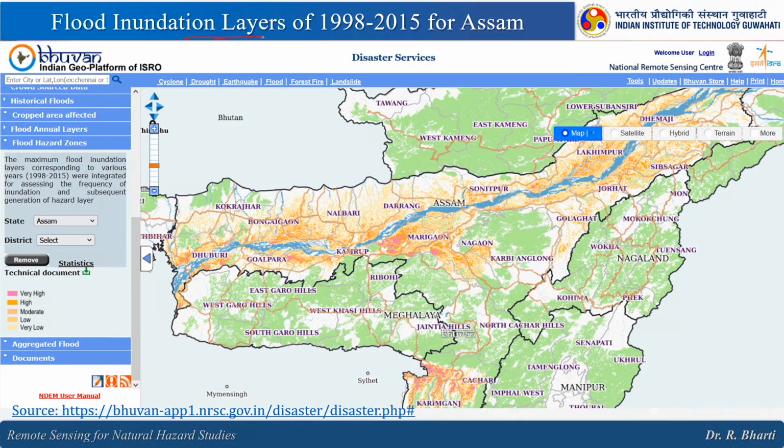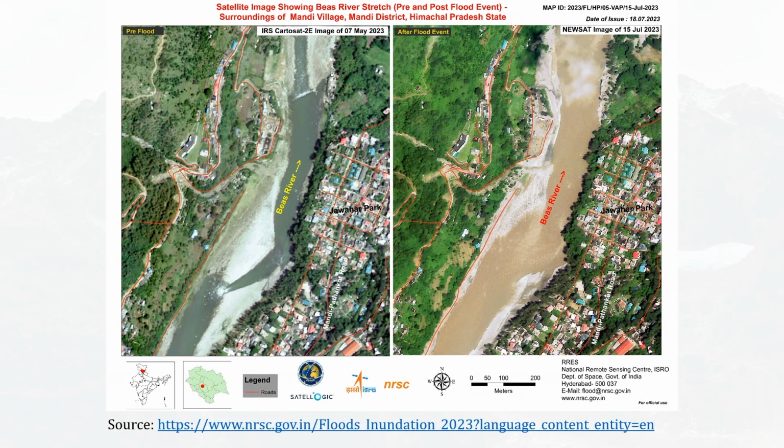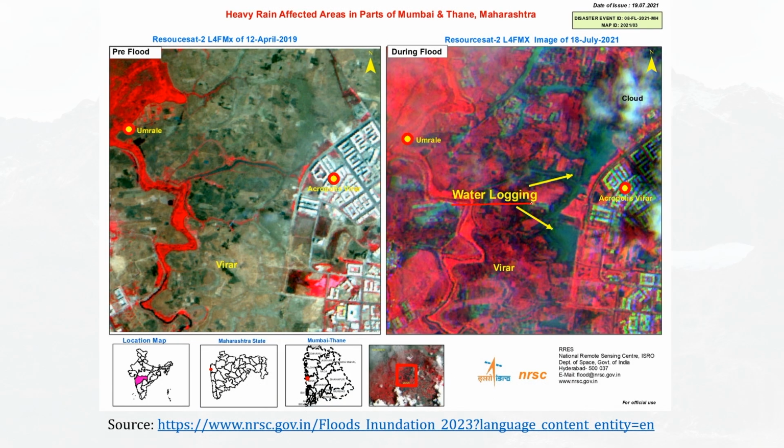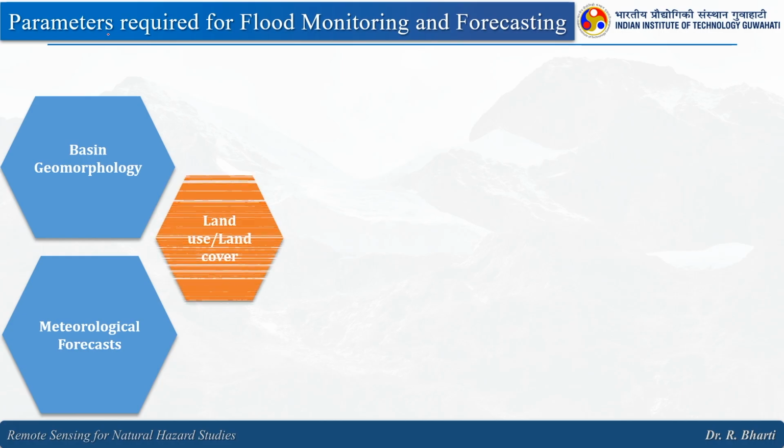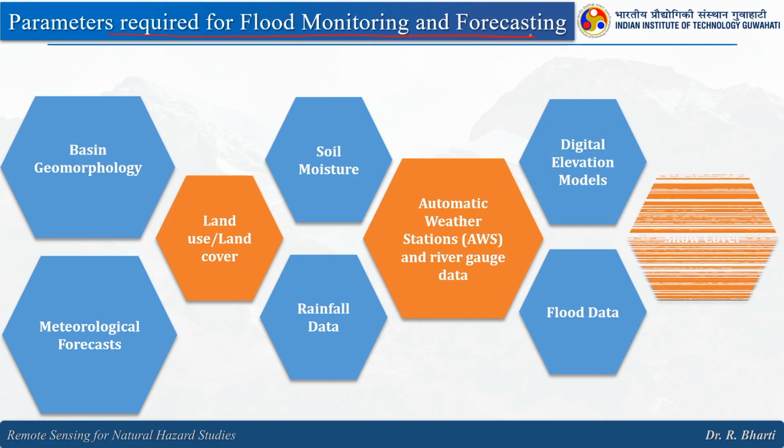This is one of the examples of inundation layers of 1998 to 2015 for Assam. This is from ISRO, it is available in the Bhuvan website, right. The satellite image showing Beas river stretch. So here you can see how this is changing, right. These are some of the examples of application of remote sensing. You can see, so it is showing the water logging areas, right. This is for Mumbai.